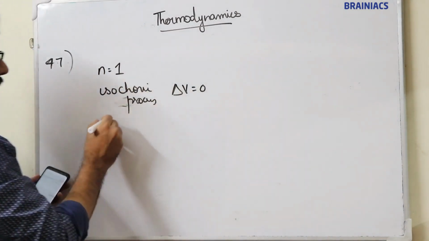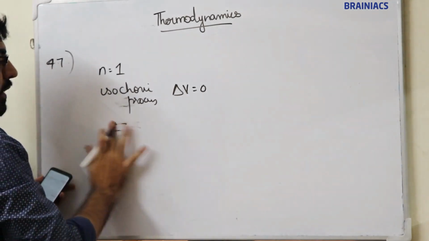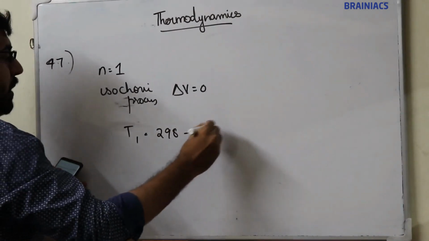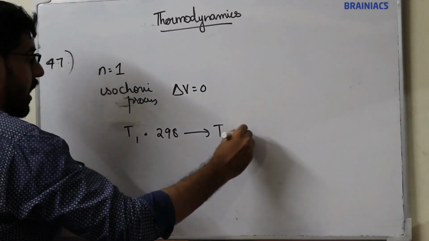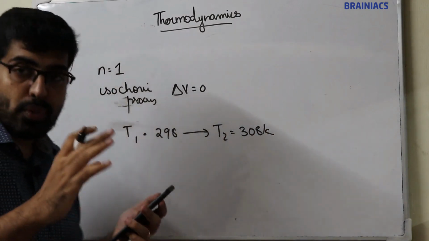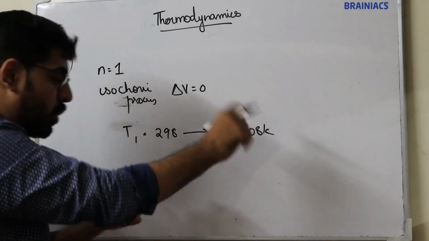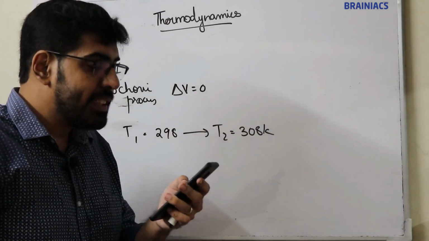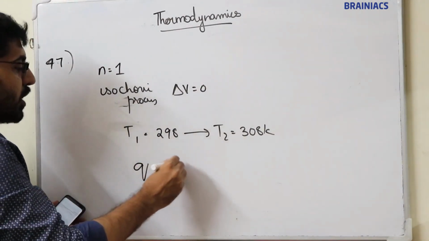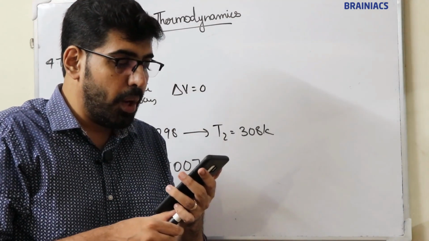Temperature is raised from T1, let T1 be 298 Kelvin, to T2, which is equal to 308 Kelvin. So for 1 mole of a gas, when it is heated at constant volume, delta V is equal to 0. Temperature rises from 298 Kelvin to 308 Kelvin. Heat supplied to the gas is 500 joules, so Q is equal to 500 joules. Now which statement is correct? Q, delta U, W, etc.